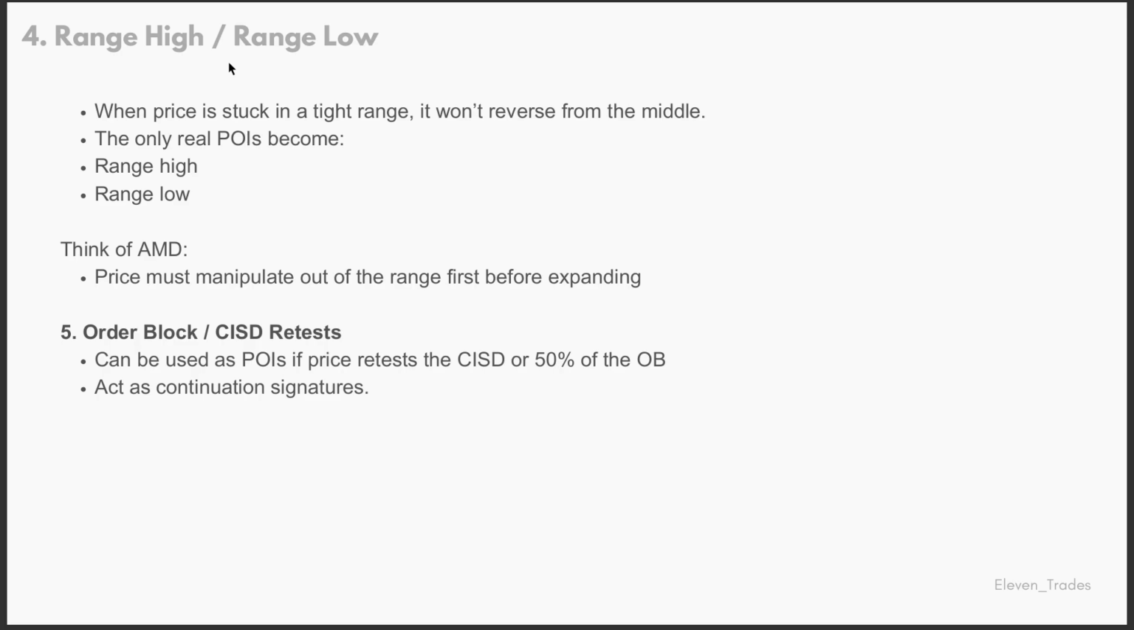The only point of interest becomes the range high or the range low. The price has to take either side of the range to then continue to the other side. And think of accumulation, manipulation, and distribution. Price must manipulate either side of the range before continuing to the one side.